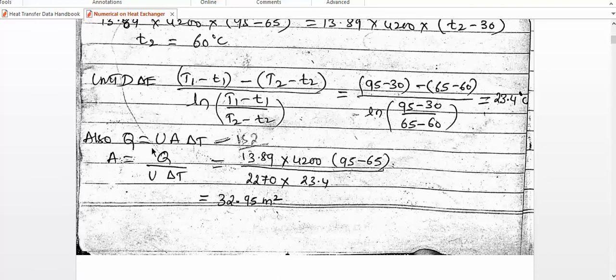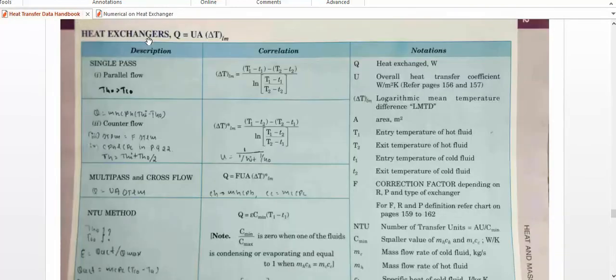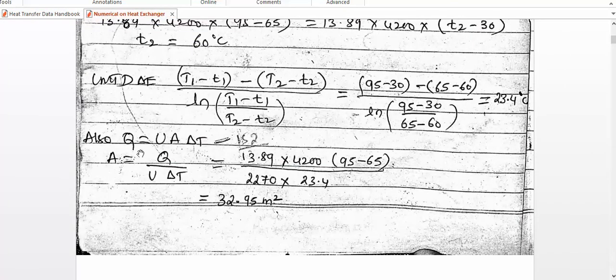So Q is equal to UA into delta T. This expression is already there in your data handbook. So here Q is equal to UA into delta T Lm. Okay, now we need to calculate this A here. So area is equal to Q divided by U into delta T, right?